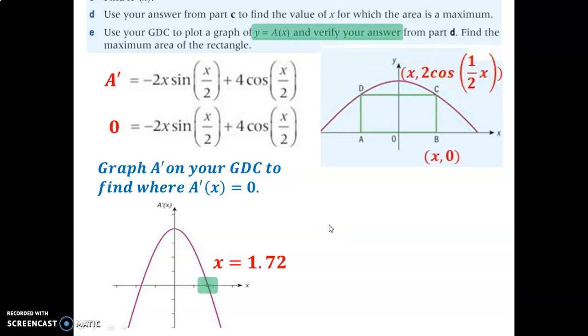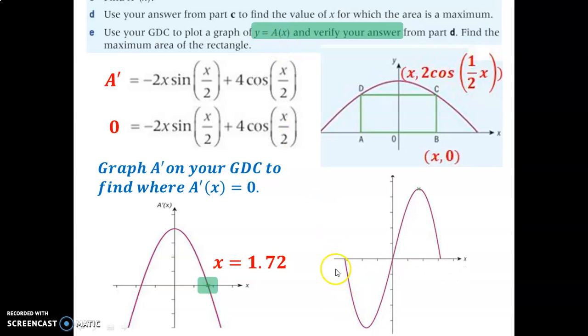Okay, let's check this another way. Verify it by graphing the original A of x function. Okay, here it is. The graph of the A of x function looks like that. Now where is the maximum point? Ah, the maximum area is here. So that point should match this one, and it does. Really important connection. Take a close look, and great job.